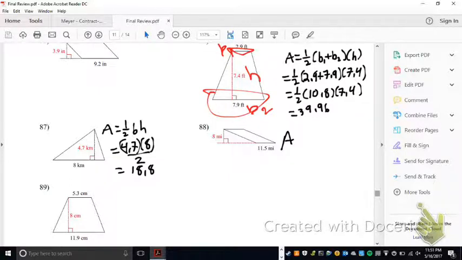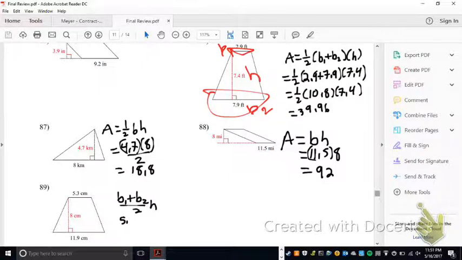88 would be base times height, 11.5 times 8. This is in miles, so we get 92 miles squared. 89, we're looking at the exact same formula as 85, B1 plus B2, divided by 2 times H. Again, B1, B2, H.